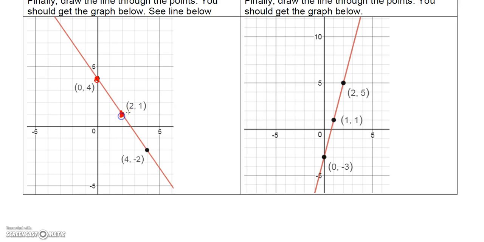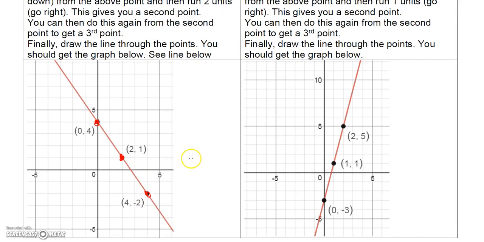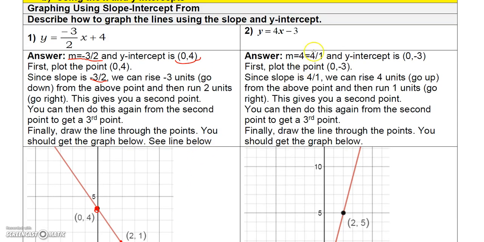Now I labeled it here for you. It's the point 2, 1, but really you don't have to label it at this point. And now if you want to, you actually could just draw the line by just drawing the line that goes through these 2 points. But if you want another point just to make sure that you're on the right track, you can do this again from here, and you can go down 1, 2, 3 again, and then go to the right 2 again, and you get another point. So you can see all 3 of those points. So then you just get a ruler and lay it on those points, and then just draw that line through those points.